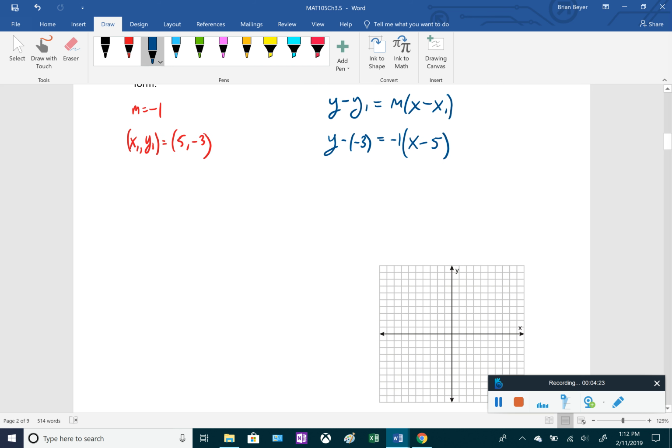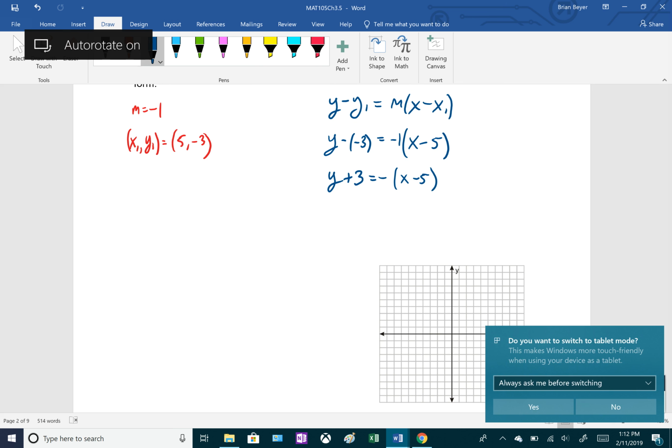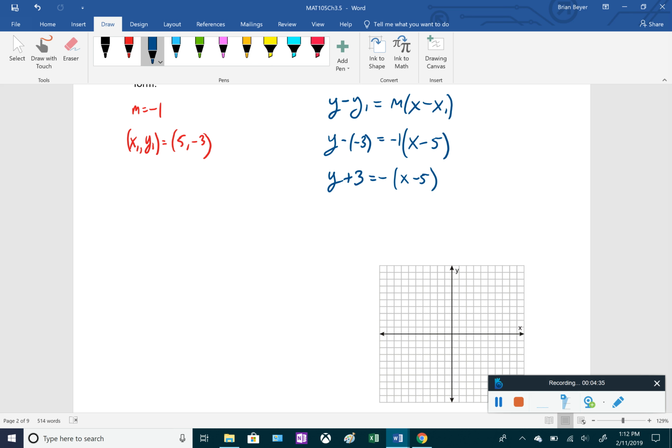I'm going to simplify this left-hand side. We get y plus 3 equals negative x minus 5. So you could have that negative 1 there. I'm just going to leave out that negative 1 and just write it as a negative in front. So once it's simplified a little bit like this, this is going to be point-slope. So that's point-slope form.